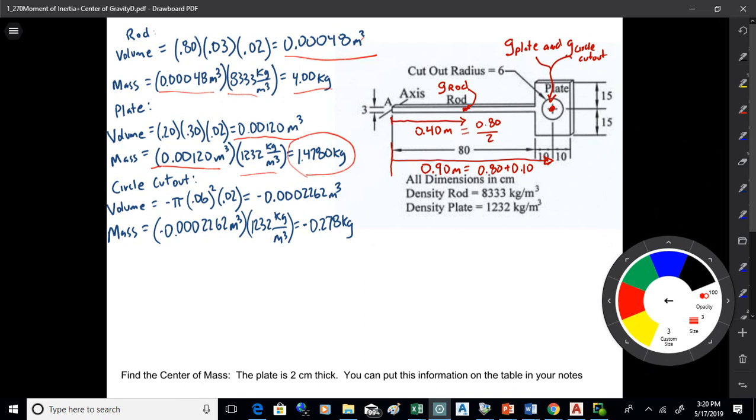But then I've got a circle cut out of the plate. So that'll be a negative pi times the radius of the circle squared times the thickness. And then I'll multiply that by the density of the plate and get a negative mass for the circular cutout. Okay. So I'm just going through and getting this information set up, because once I have that stuff set up, I can just fill in that table and then get this stuff figured out.